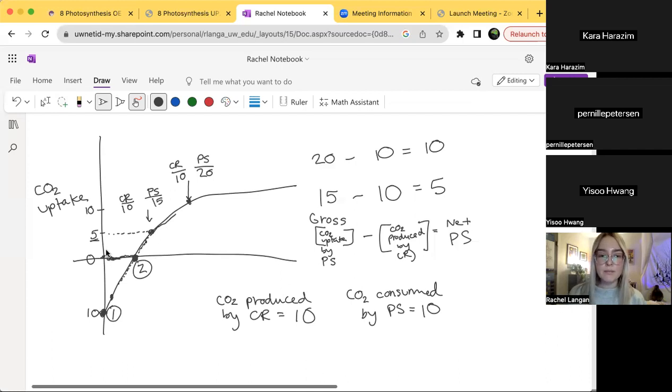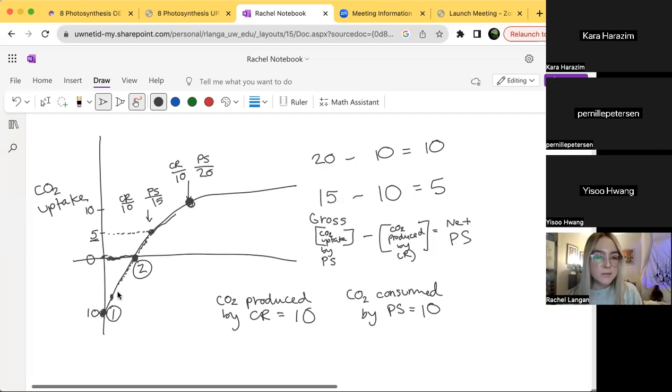Okay, so why is it 20 then? Why is the gross photosynthesis 20? Where did you find that? Where did you conclude that value of 20?